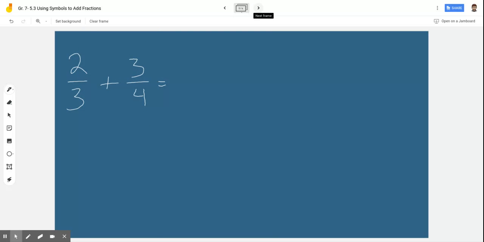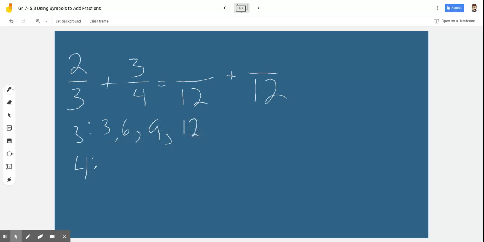In this instance, I have 2/3 plus 3/4. My common denominator is going to be 12 because I listed the multiples of 3 and 4: 3, 6, 9, 12, and 4, 8, 12, 16. 12 appears in both my lists. I could also, of course, just multiply 3 times 4, and I get 12, but that doesn't always work. It's better to use the common multiples.